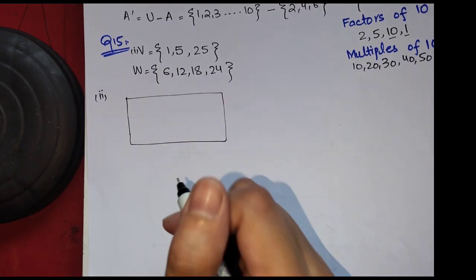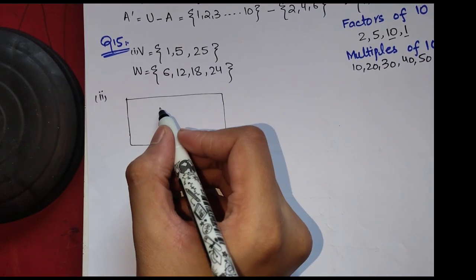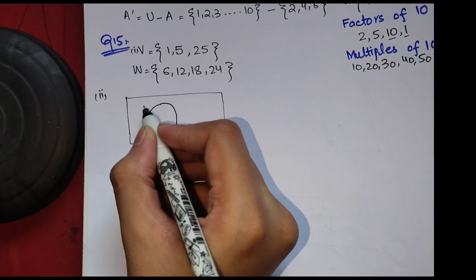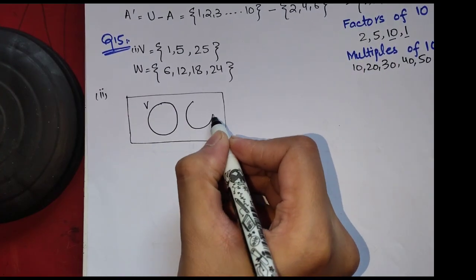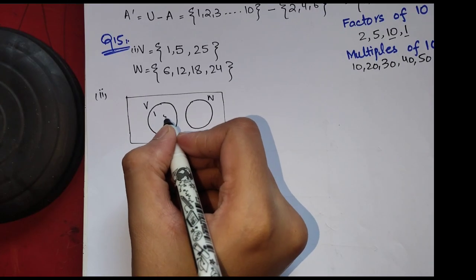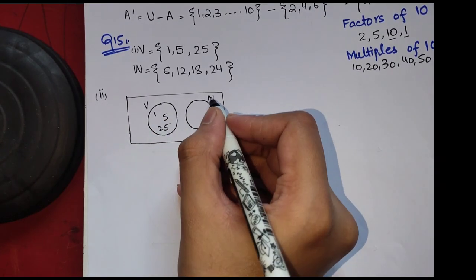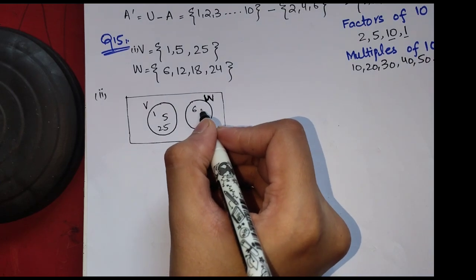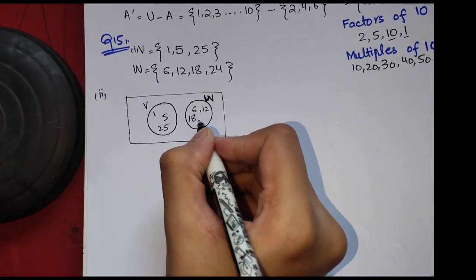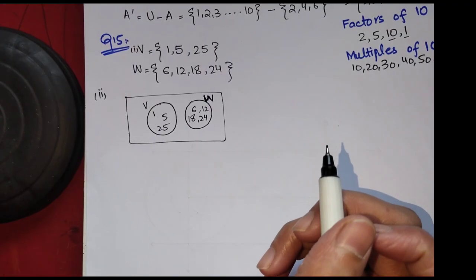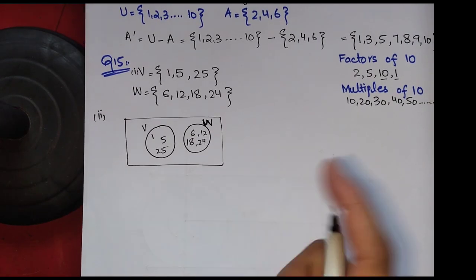No, both these sets have nothing in common, so make the V set separately and make the W set separately. Okay, V set the numbers are 1, 5 and 25, and in the W set the numbers are 6, 12, 18 and 24. This is your Venn diagram. So here we have our part number 2.